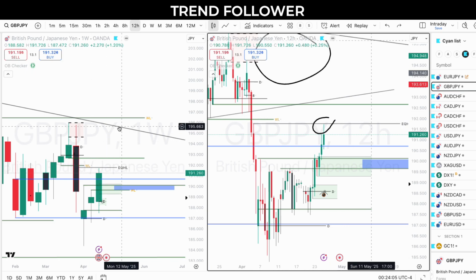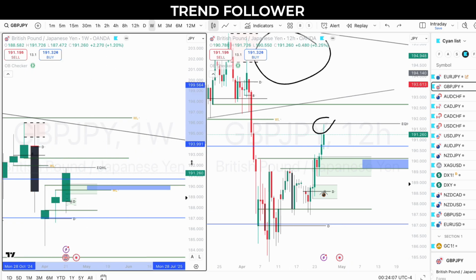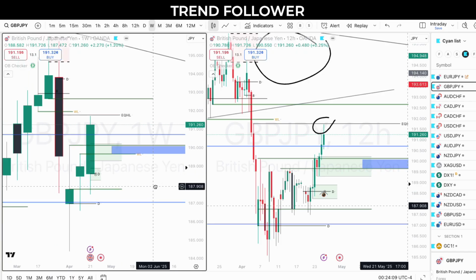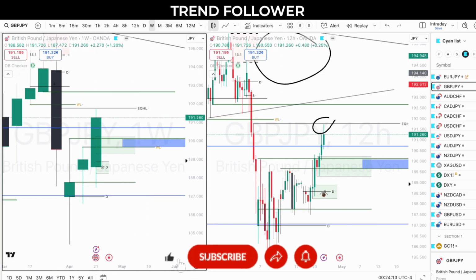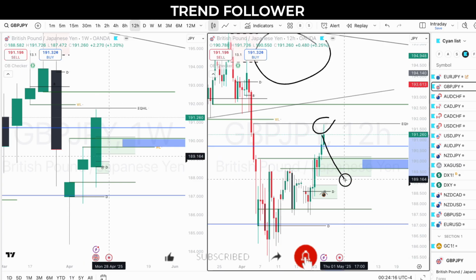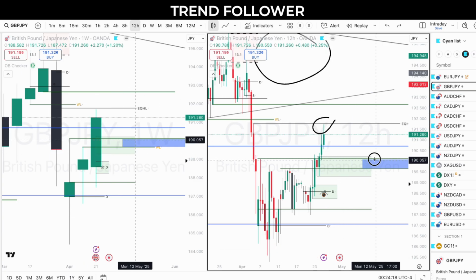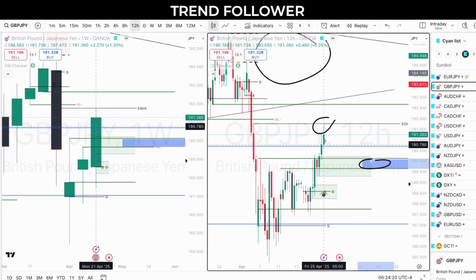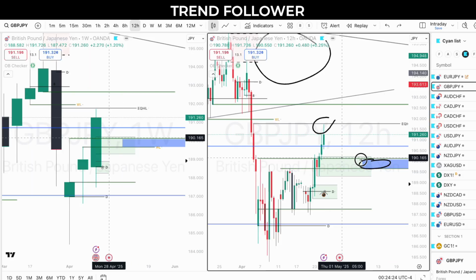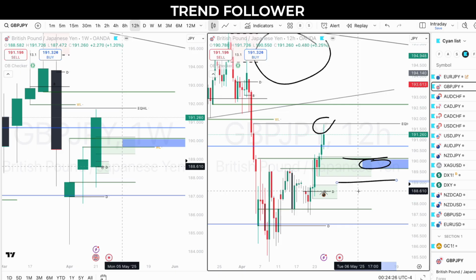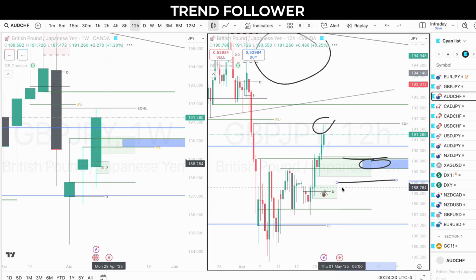So here, what is interesting is I'm considering this as a weekly demand, these two candles, which means that when it comes here in this purple zone, blue zone, then it's a great area, right? So for GBP JPY, I would want it to come in this zone. That's it for GBP JPY.